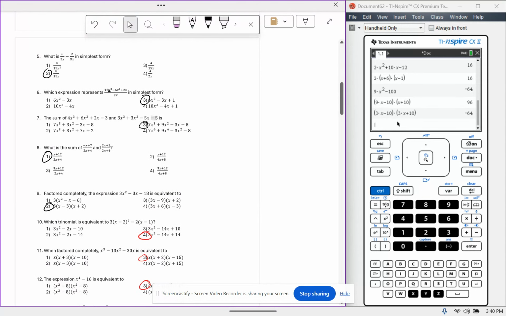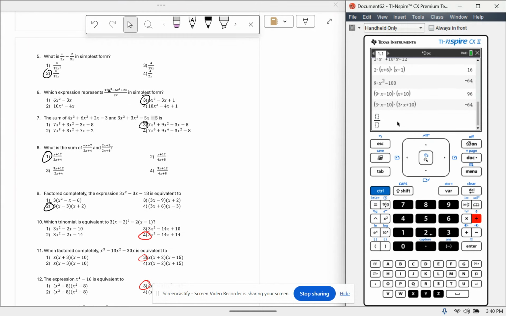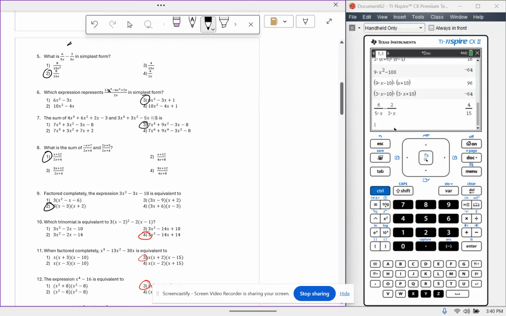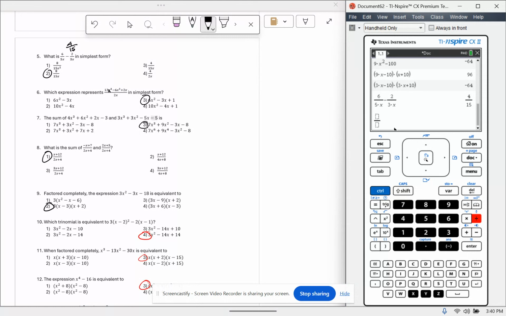Let's try 5. 5 is kind of tricky, so this would really help if you stored a variable for x and checked for equivalence. I feel like a lot of kids would probably choke on this one just because it's fractions, x's, a lot going on, right? Okay, my calculator is here to help me. So I've got 4 out of 15. That's the answer choice I'm trying to match. So I'm going to do 8 over 15x, 4 out of 15, yes.